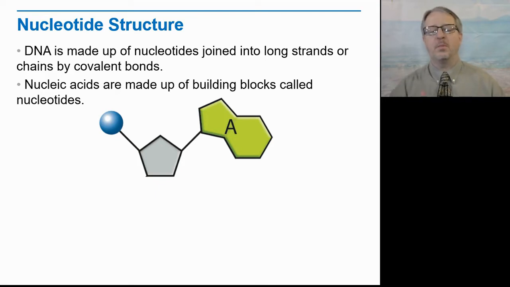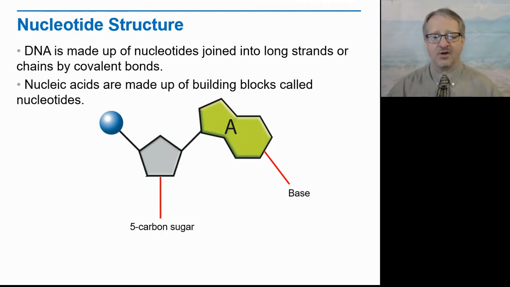All right, so let's take a look at the components of DNA. It's important to remember at this point that DNA is one of the group of molecules called nucleic acids. Nucleic acids are built from subunits called nucleotides. Each nucleotide is made up of three components: a base, a 5-carbon sugar, and a phosphate group. So in this illustration here, you have the base, then the 5-carbon sugar, and then the phosphate group.